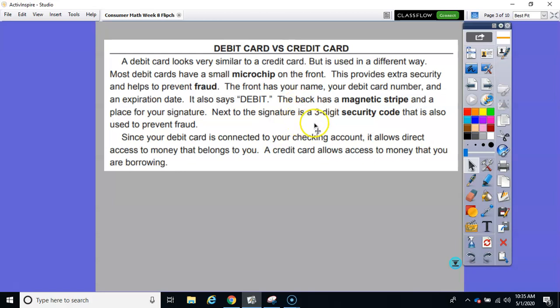Next to the signature is a 3-digit security code that is also used to help prevent fraud. Since your debit card is connected directly to your checking account, it allows direct access to your money that belongs to you. A credit card allows you to access money that you are borrowing. So that's the difference between a debit and a credit card.